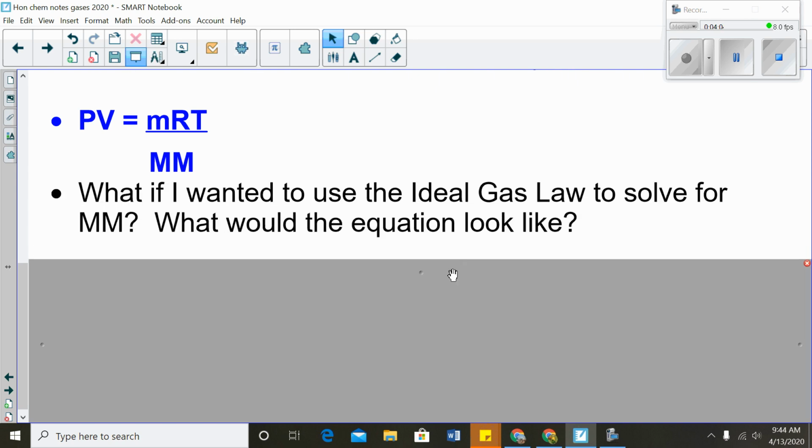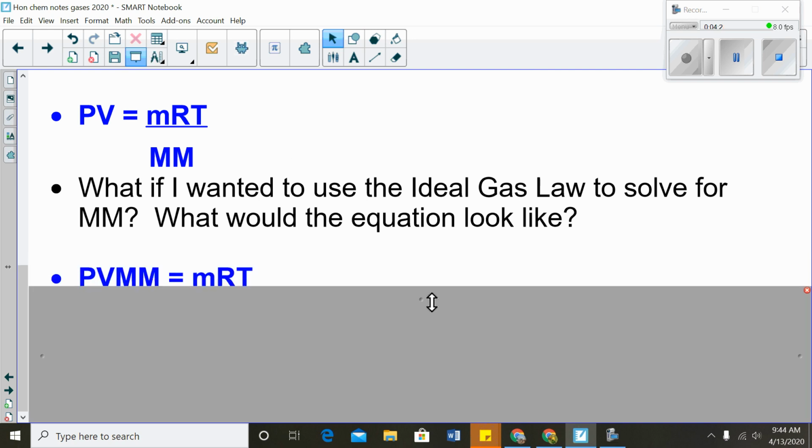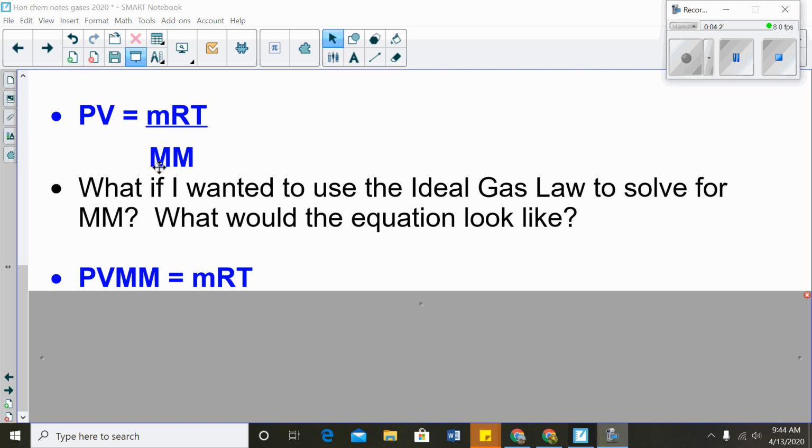But now, what if I wanted to use this ideal gas law to actually solve for molar mass, or capital M? So how can I get this capital M by itself? How can I rearrange this to solve for molar mass? So first it would look like this. Capital M, you need to get rid of that on the bottom because it's a fraction. So you need to multiply that by each side. So when you multiply it on the right, it's going to cancel. When you multiply it on the left, that's where it's going to move to.